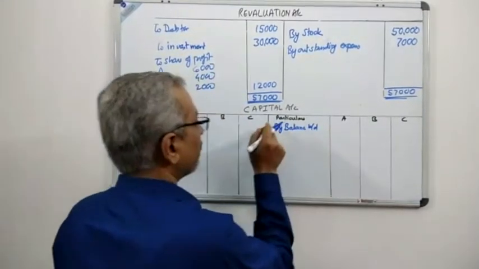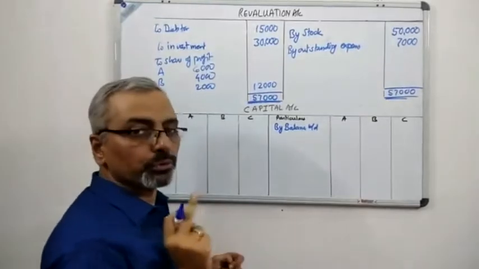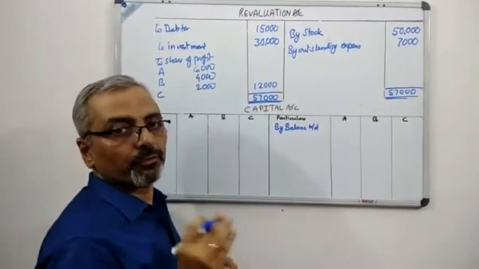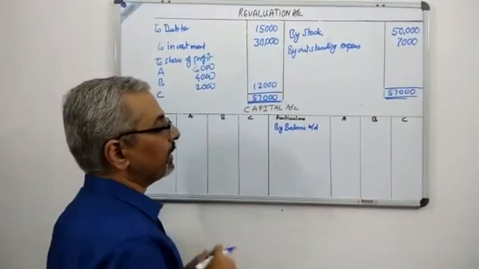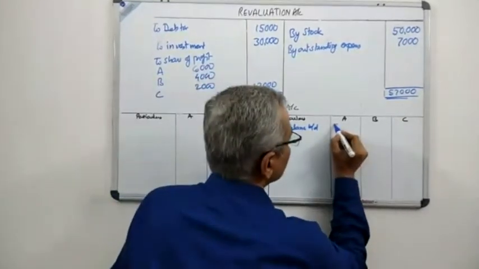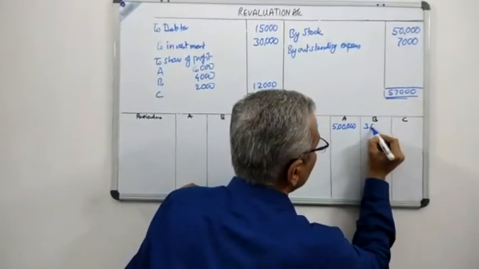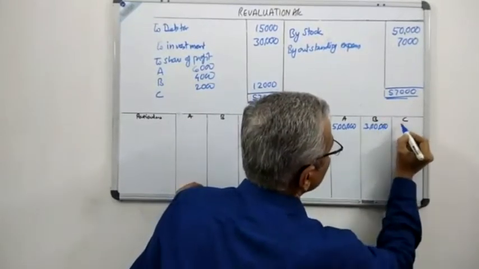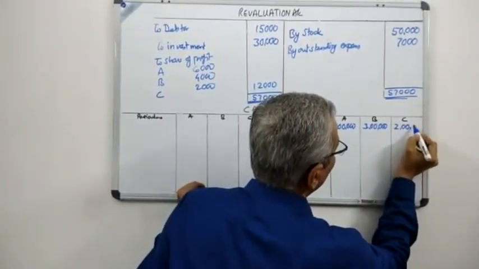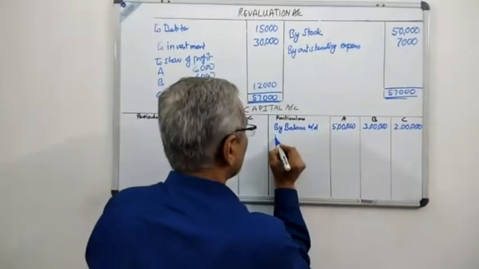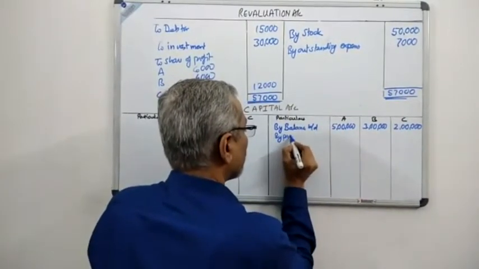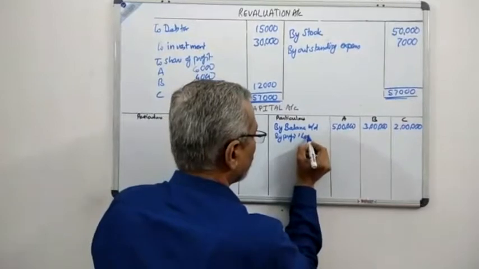See very carefully, I have omitted the date column. You should always do the date column. Date of retirement should be written over here by balance. If you remember, A has a balance of 5 lakh, B has a balance of 3 lakh and C has a balance of 2 lakh in the capital account. Next one is by profit and loss account.